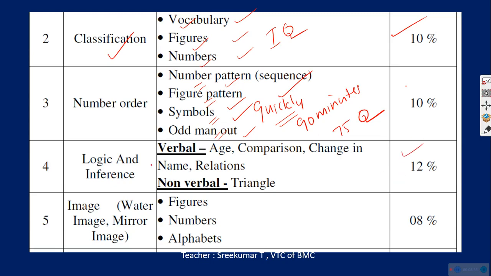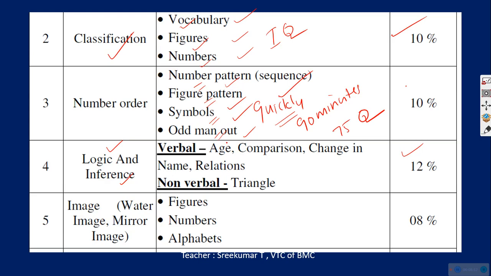Highest weightage is given for logical and inference capacity. Logical means whatever you conclude, whatever you infer should have a logic. We say sometimes common sense should be applied. The common sense and logic should apply when we conclude something.